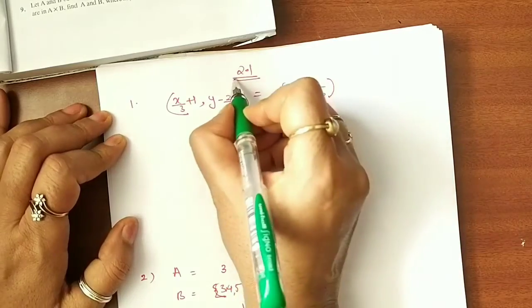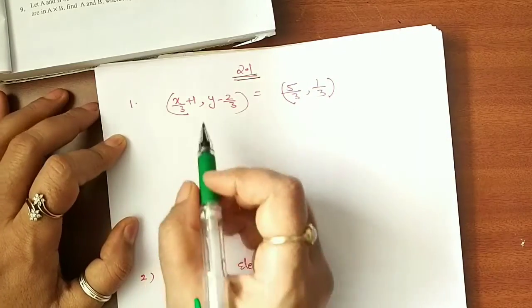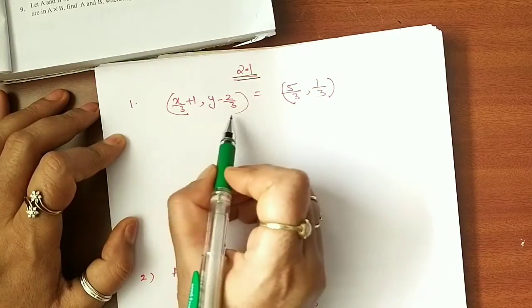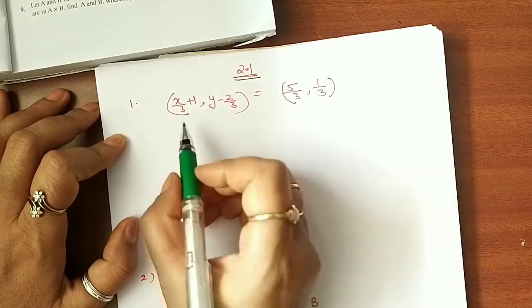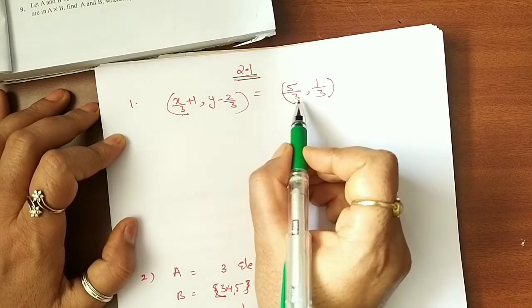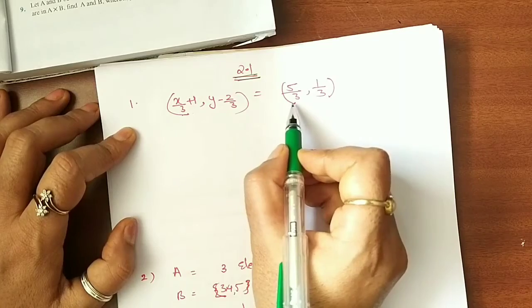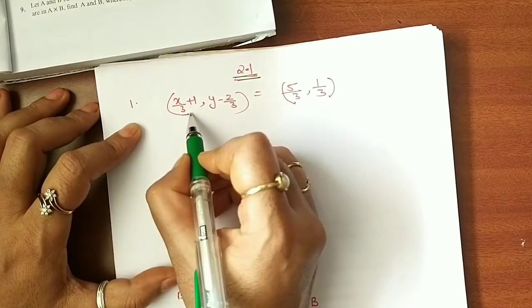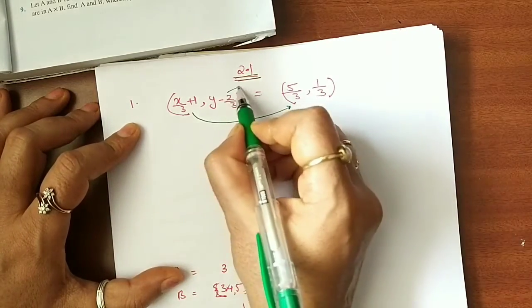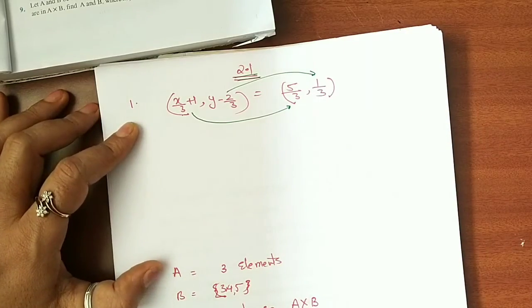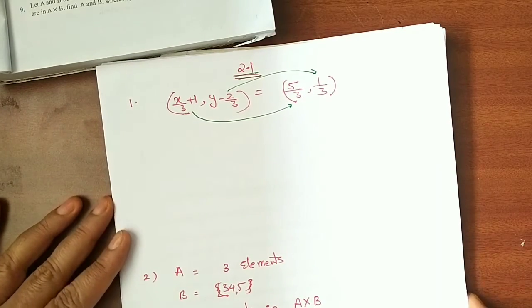So here from exercise 2-point, question number 1, they have given these ordered pairs, and we have to find out x and y. When an ordered pair is equal to some other ordered pair, then for sure first is equal to first and second is equal to second. So from here I will have two equations.